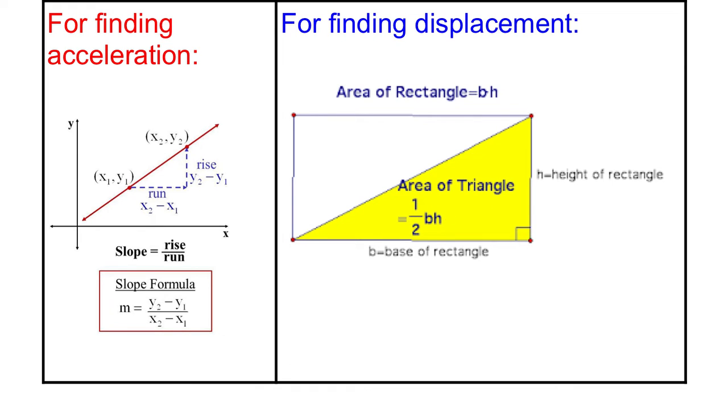1/2 base times height. And one way that I remember this is that a right triangle is really just half of a full rectangle. So if you're thinking about how to remember this, if you remember that a rectangle has base times height for its area, then a right triangle has an area of 1/2 base times height that we can use for our area calculations.